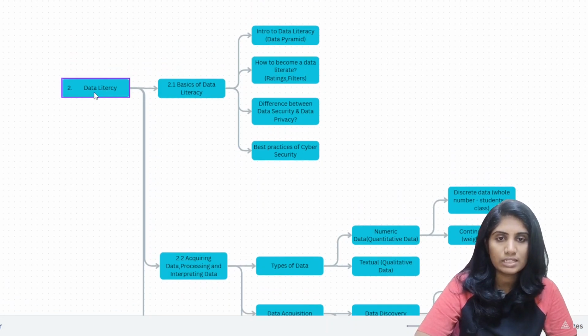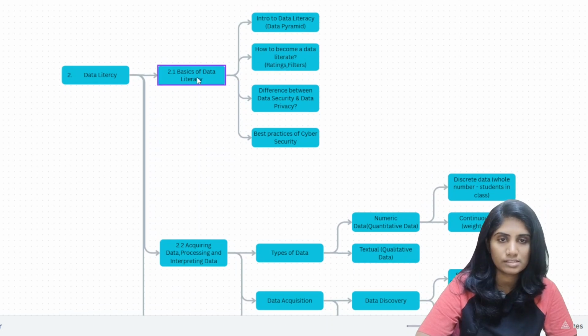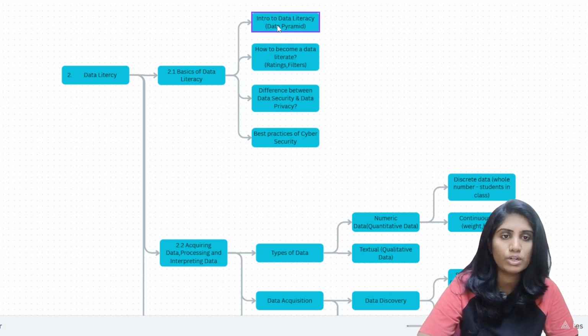So we are in data literacy, in unit 2. If you see, this unit has 3 parts. First it discusses the basics of data literacy. When we discuss the basics of data literacy, we are going to learn about the introduction to data literacy, and it has a data pyramid, where we see how the data is transformed in each stage from raw data to wisdom. And then we move on to how to become data literate.